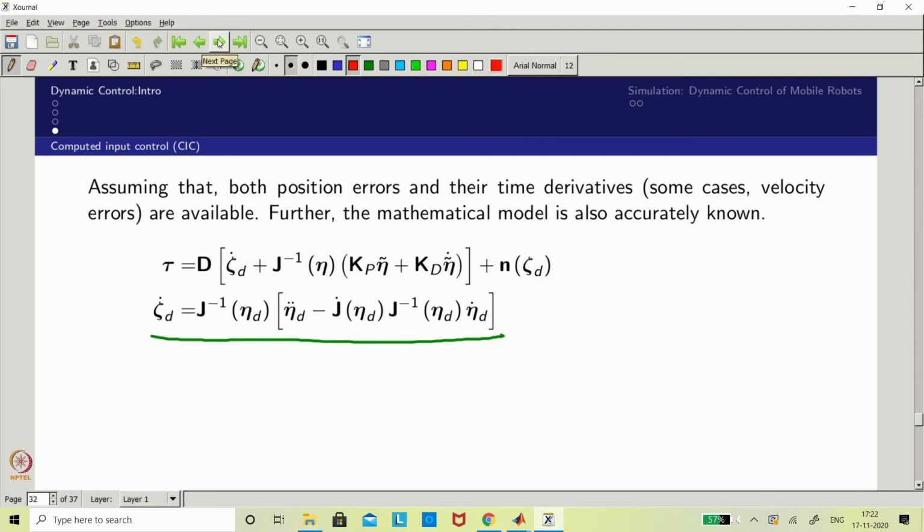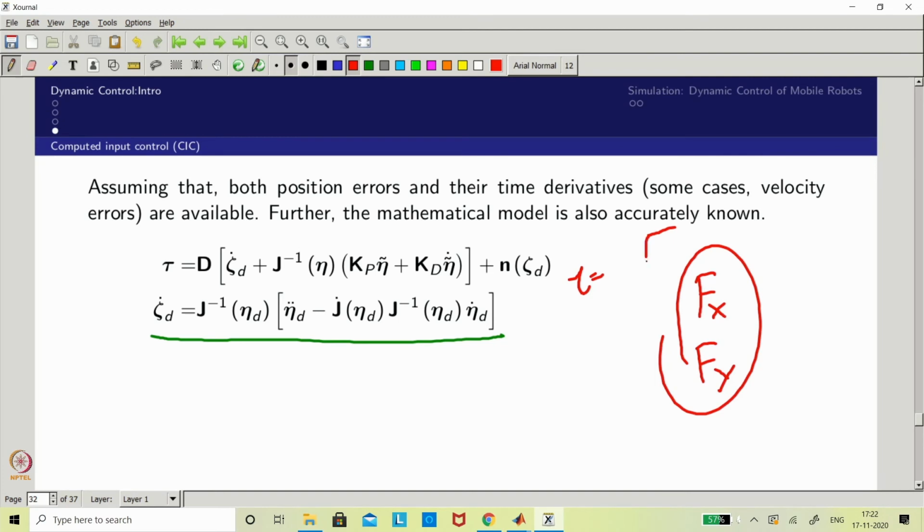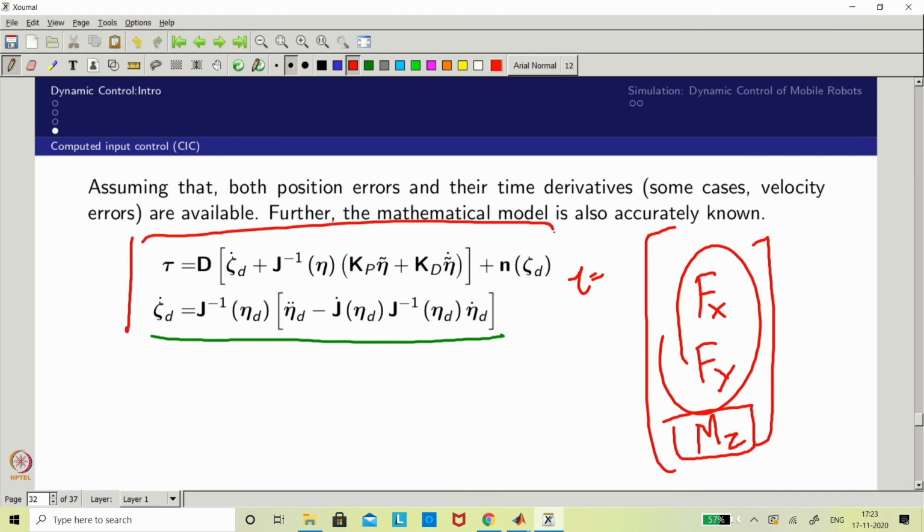Right now we said that Fx, Fy is not torque, right. So you may feel that the tau vector would consist of three quantities, Fx, Fy and Mz, where only one is actually a torque. That is why I modified computed torque control as computed input control. So now you can see that this is the control activity.